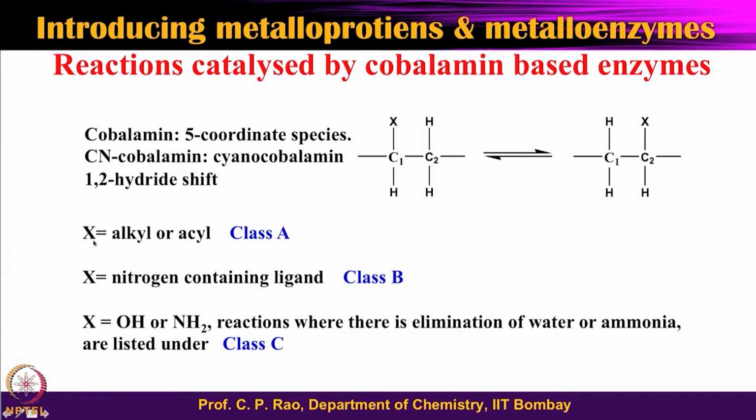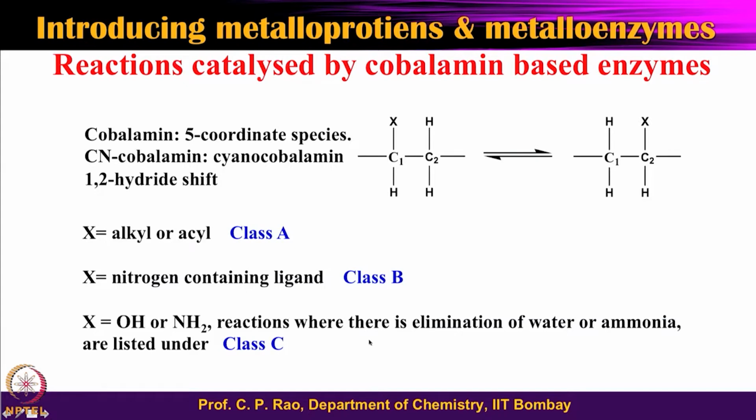And if the X is an acyl or alkyl group, it is called a class A kind of reaction, and again different enzymes are associated with it. And if you have a nitrogen-containing ligand, it will be class B. If you have OH or amine, and at the end water or ammonia is eliminated, then such a class of reactions is class C. No elimination in A and B; there is a water or ammonia elimination in class C.